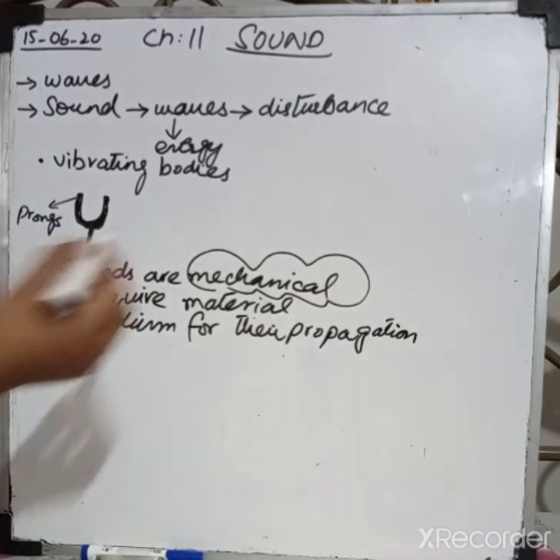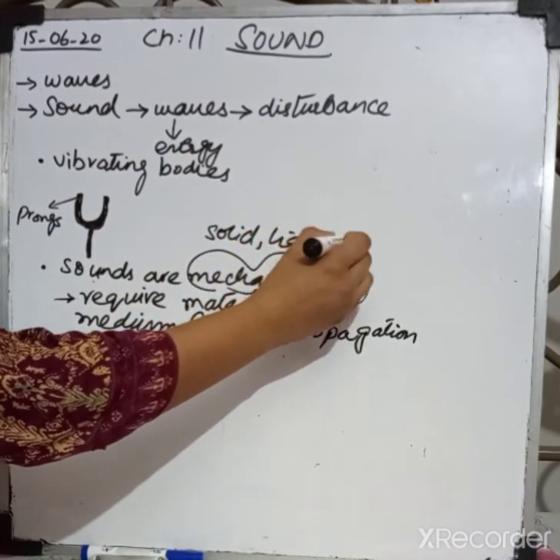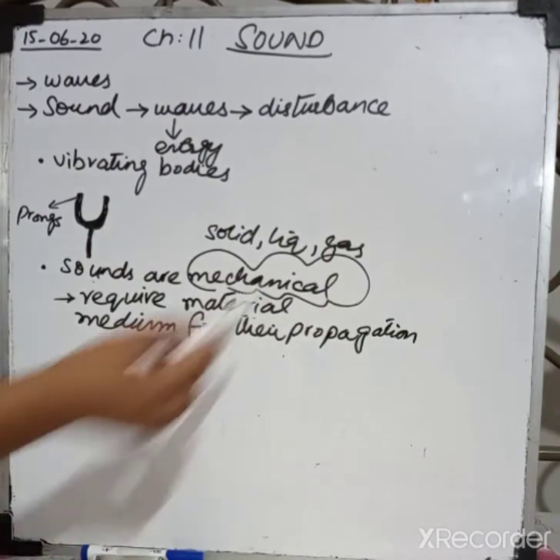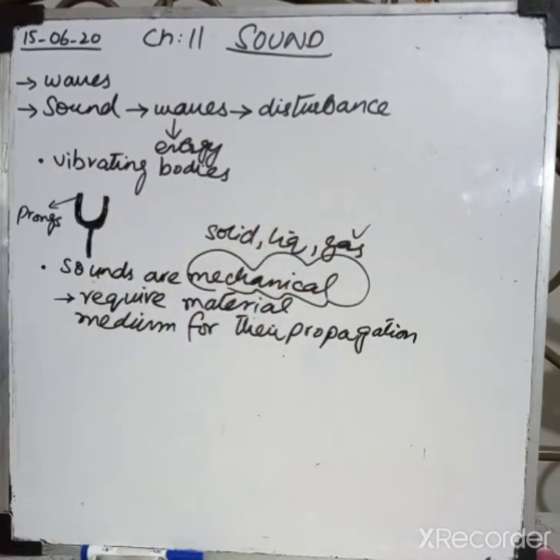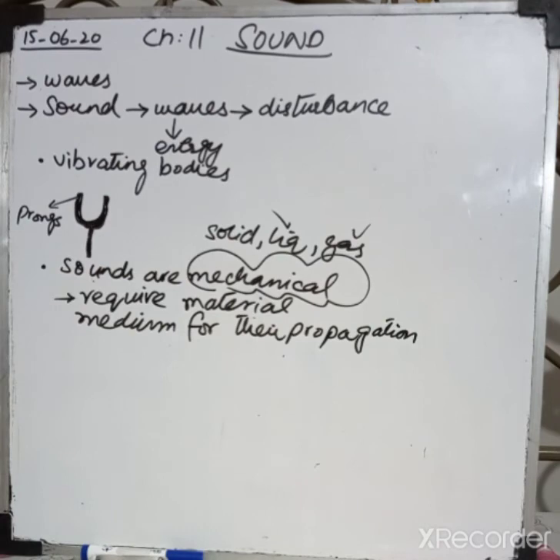They always require a material medium for their propagation. That medium can be solid, liquid or gas, but there must be a medium there. As you know, air is a mixture of gases, so we can produce sounds and hear sounds from the air. In liquids the sound can also travel, just like the water in the seas produces sounds.